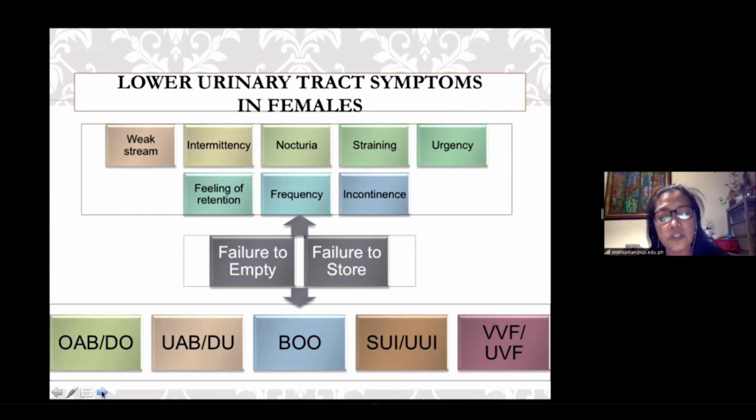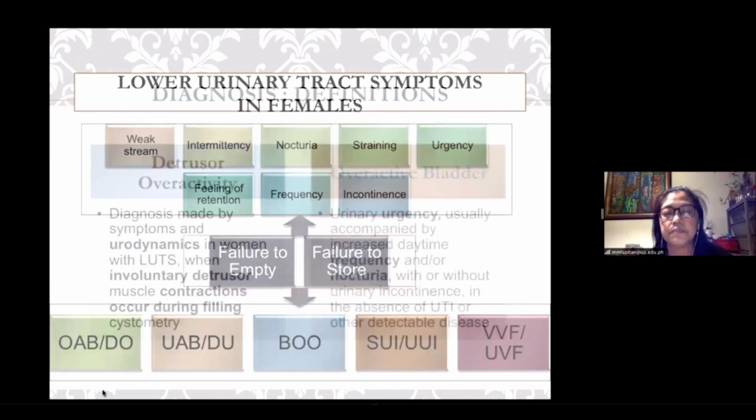The clinical conditions listed below at the bottom of the slide, each being either a problem of storage or a problem of emptying, will present with the same set of symptoms, albeit to different degrees and different combinations. Now, my presentation this afternoon will focus on the first three conditions.